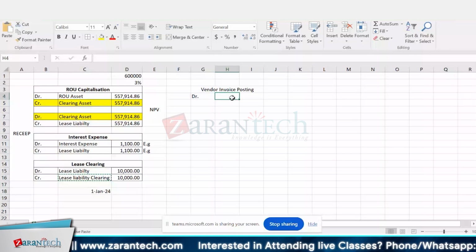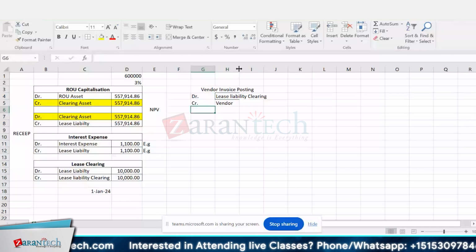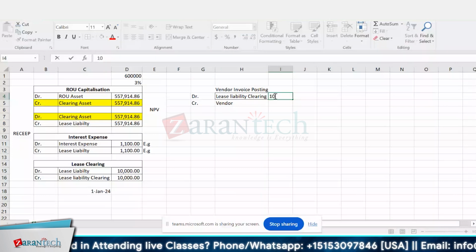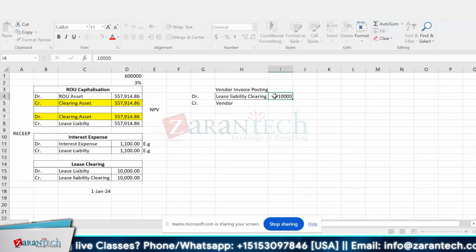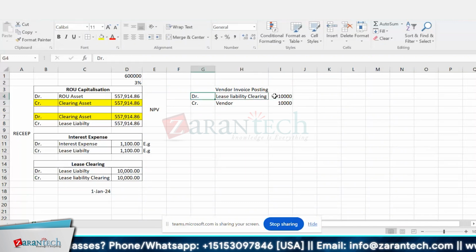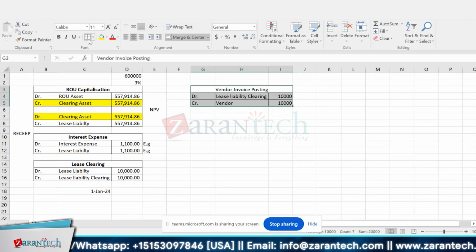Yes, correct. Because we have already created the ROU asset. Generally in fixed assets it is asset to vendor, but here the ROU entry is already processed. So now we have one open clearing account, and we will knock off this vendor again.